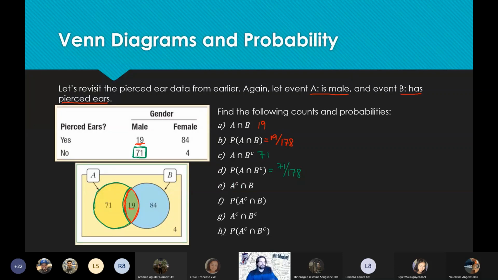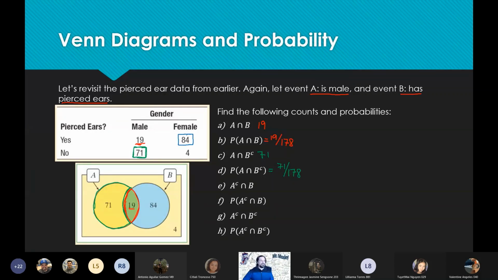All right. So then, let me ask you, what is a complement? What would be that event? Female? Yes. We could say not male or female, right? So a complement is referring to the female category, and B, which has pierced ears. So E wants to know how many females have pierced ears. So that gives us this 84.